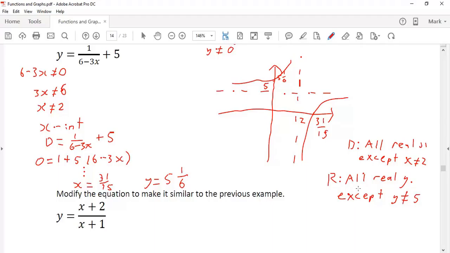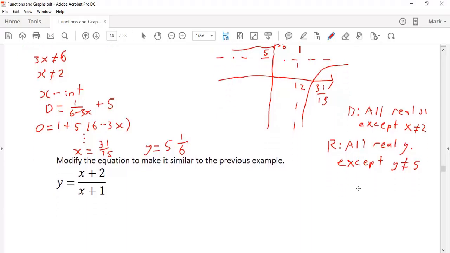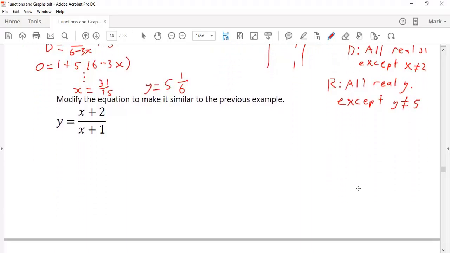Alright, for this next question, we're going to modify it so it's similar to the previous question. That means we can see how the graph's going to shift. A little algebra trick: x plus 2 can be written as x plus 1 plus 1. With that we can split the numerator, so we get x plus 1 over x plus 1, which gives us a whole 1, plus 1 over x plus 1.